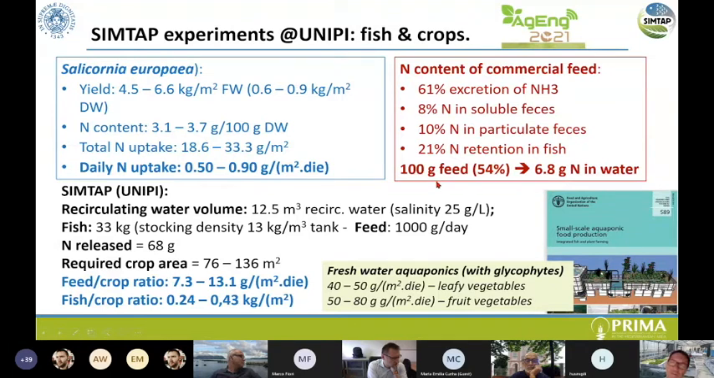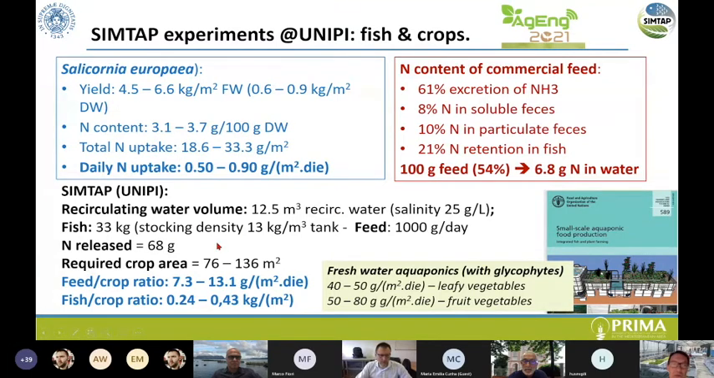So in terms of commercial feed that can be given, you can see the proportion due to the excretion of ammonia, the ammonia content in the feces and in the particulate and soluble, and the retention in fish. We can make this proportion: 100 grams of commercial feed, standard feed, with a very good protein content, up to 54%, can introduce roughly 7 grams of nitrogen into the water.